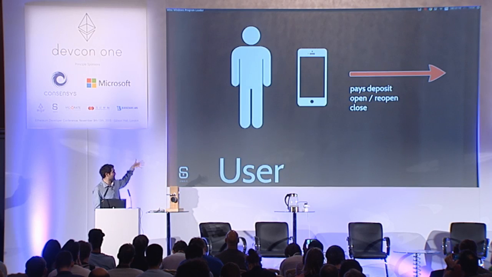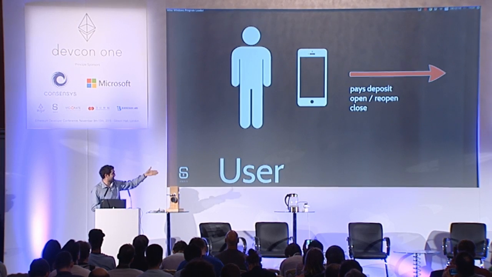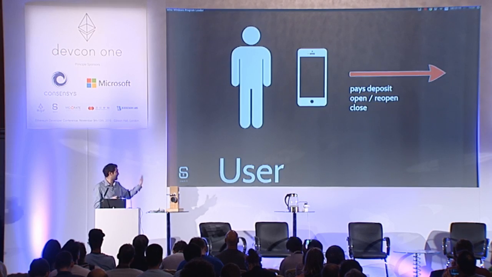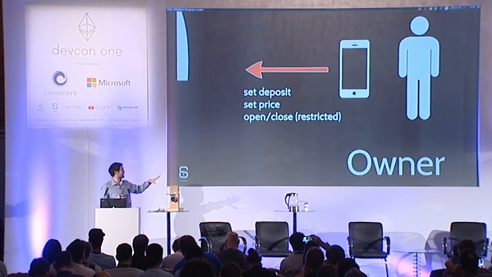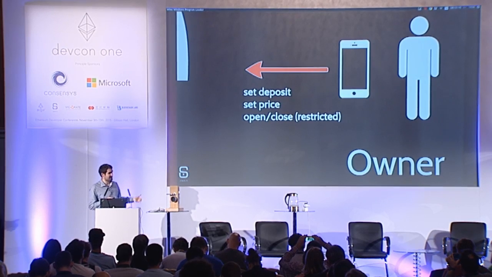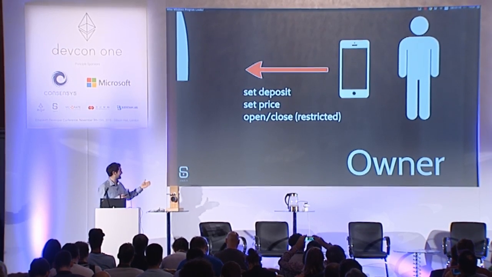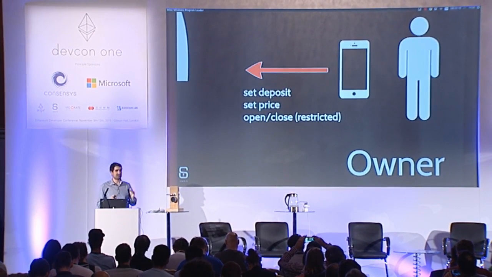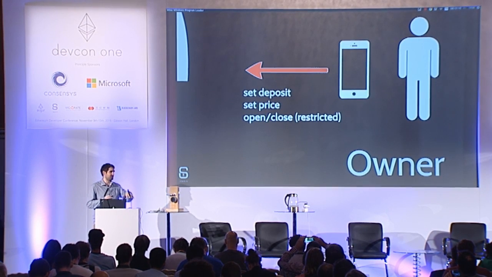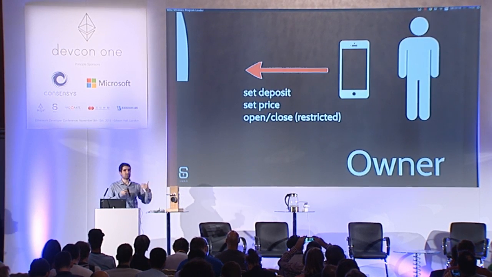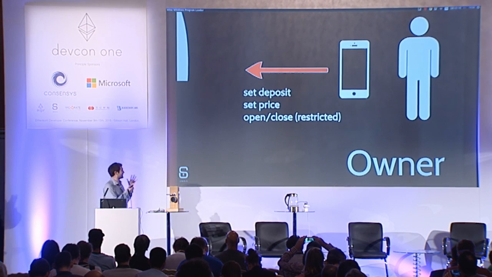So how is the user interacting with the smart contract? All he can do is paying the deposit, open, reopen, close. That's all the interactions he does. From the other side, the owner, what he can do through the smart contract is setting a deposit, a price. He can also open and close on a restricted basis. So if it's rented out, he of course cannot open and close it. But if the user has used up his deposit, then you can kick him out. So I have all those rules implemented in the smart contract.